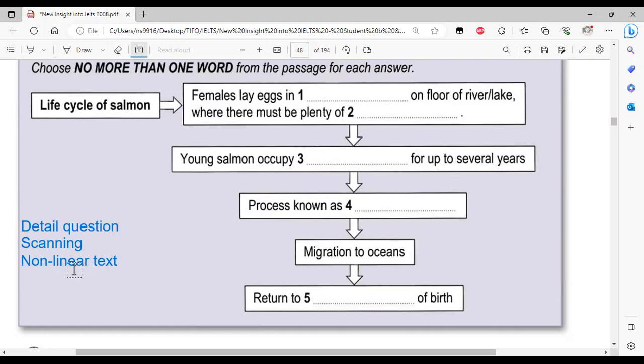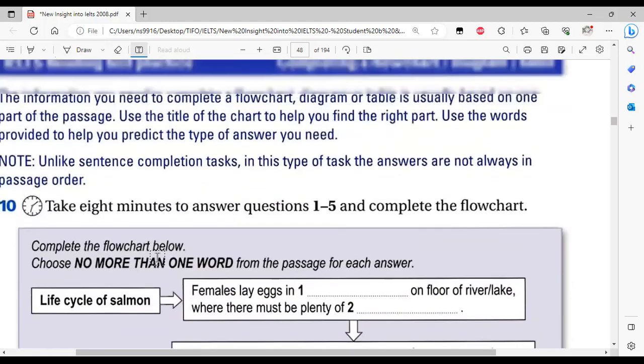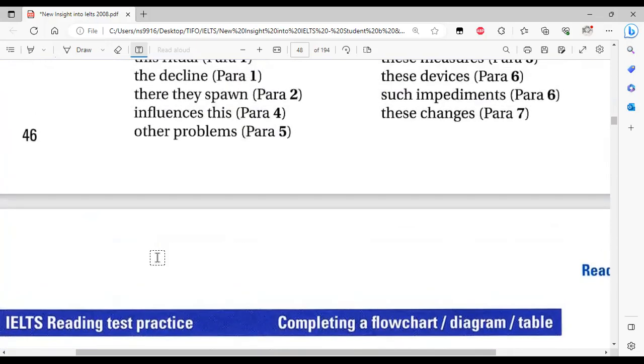But this is why, when you are dealing, for example, with the AMSAT reading test, okay, you should pay attention that the first one will be a non-linear text and I need to scan only the details. I don't need to read everything. That's a waste of time. Okay, good. We move on.